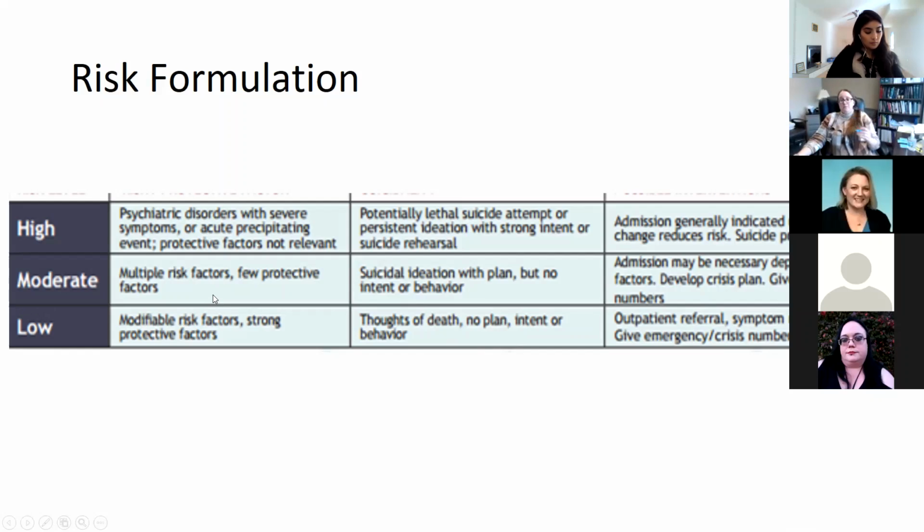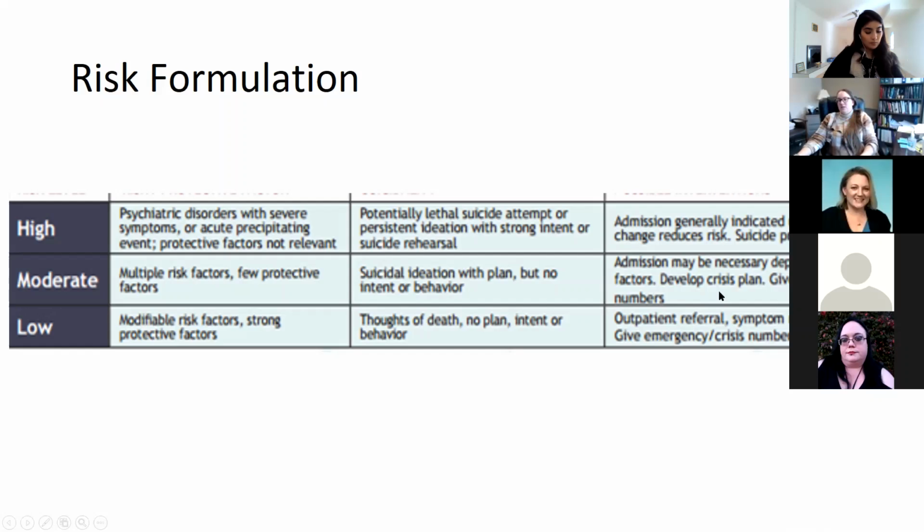Then we jump up to the moderate category. These are individuals with multiple risk factors and very few protective factors. They have ideation and a plan, but they don't intend to engage in that plan, and they haven't moved forward into attempting.